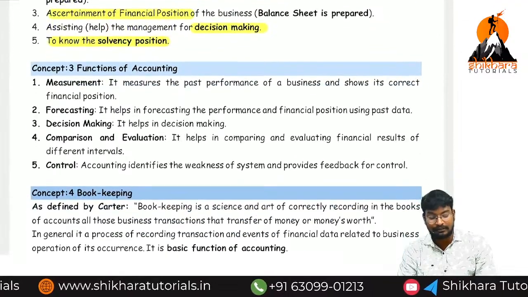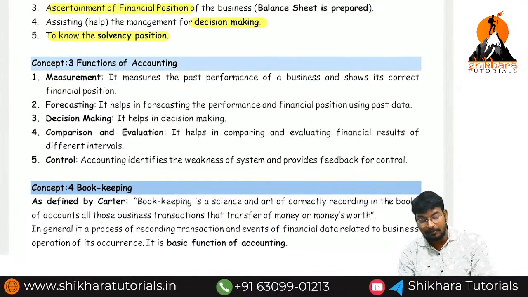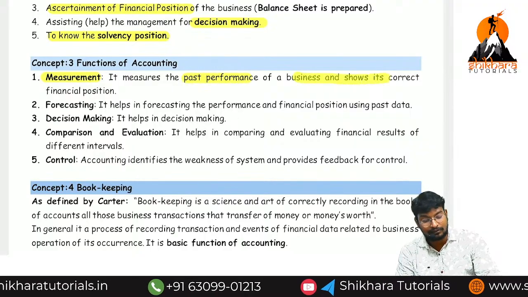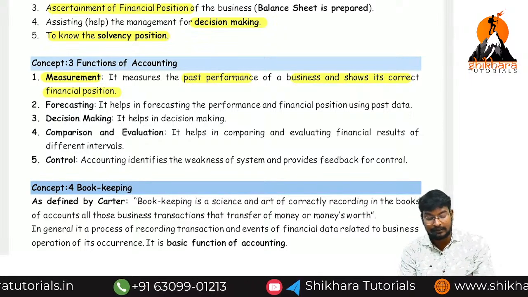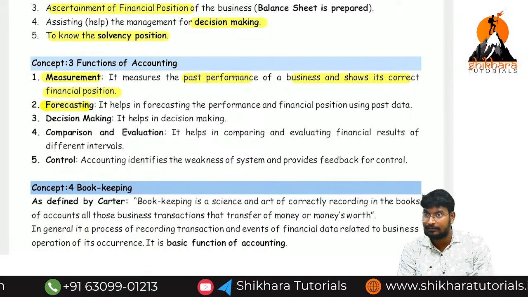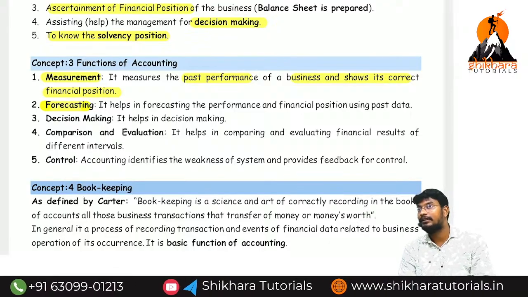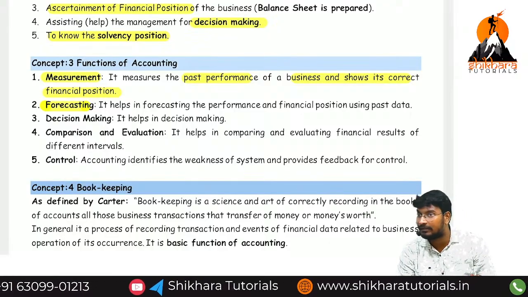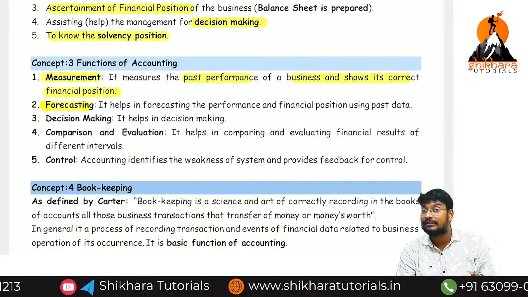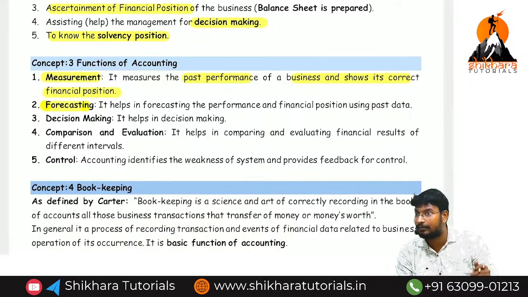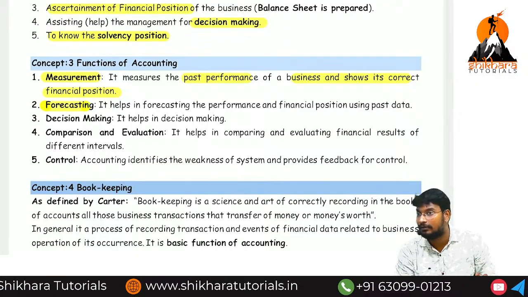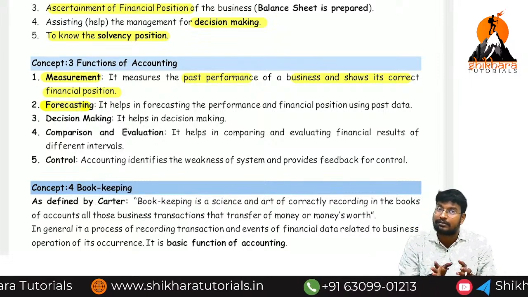And next we have the functions. What is the meaning of functions here? We can measure. It measures the past performance of the business and shows the current financial position. Next one, forecast. Forecast means what? Somebody will say, I have a sixth sense, a seventh sense, I can estimate the next step. This is called forecast. While playing chess, we need to forecast the next step, what the other person is doing. Forecast means we are going to estimate the future. Based on these records, we can estimate the future.